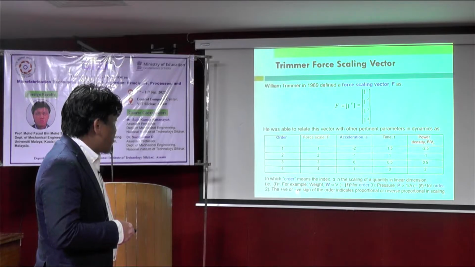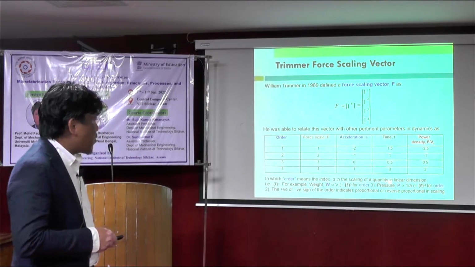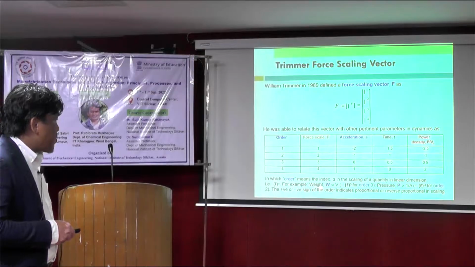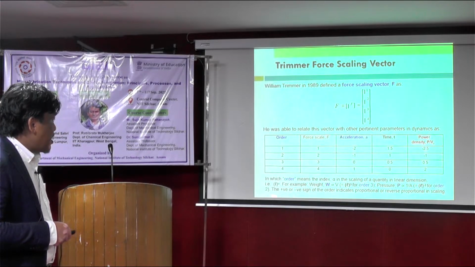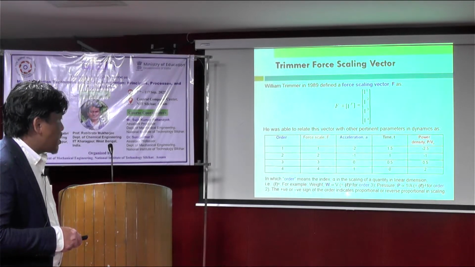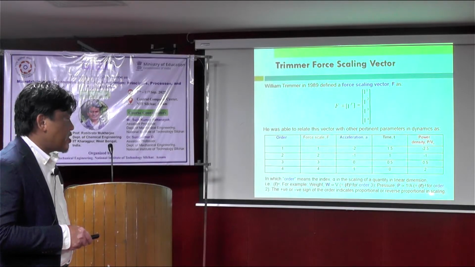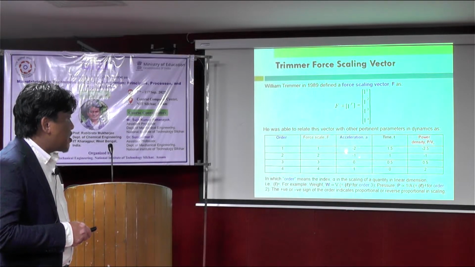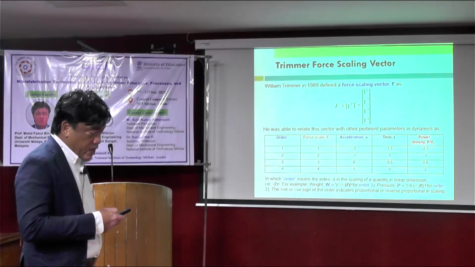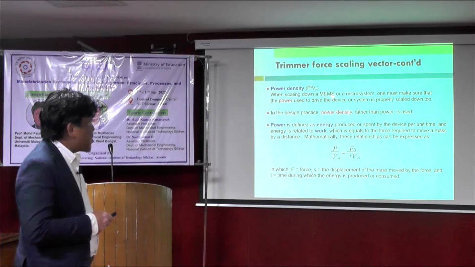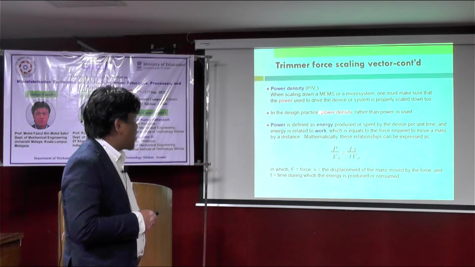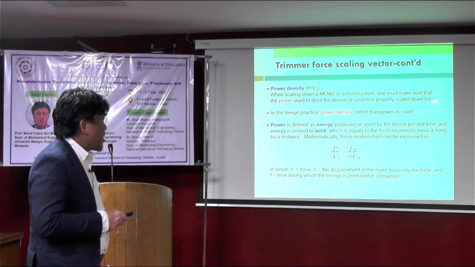So in which order means the index alpha is the scaling of a quantity in the linear dimension. For example, weight is proportional to V, then pressure is proportional to 1 over A. Then for the order, positive and negative sign, the order of decay is proportional or inversely proportional in scaling. So this is the inverse with minus, and this is positive. So the power density, when scaling down a MEMS or microsystem, one must make sure that the power used to drive the device or system is properly scaled down too.